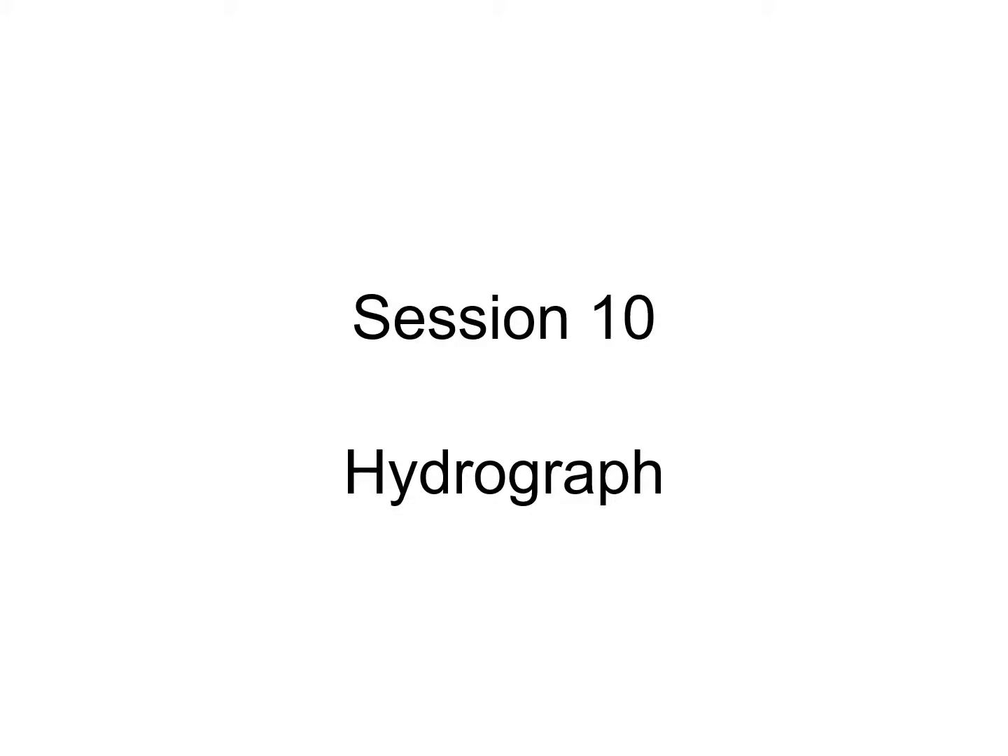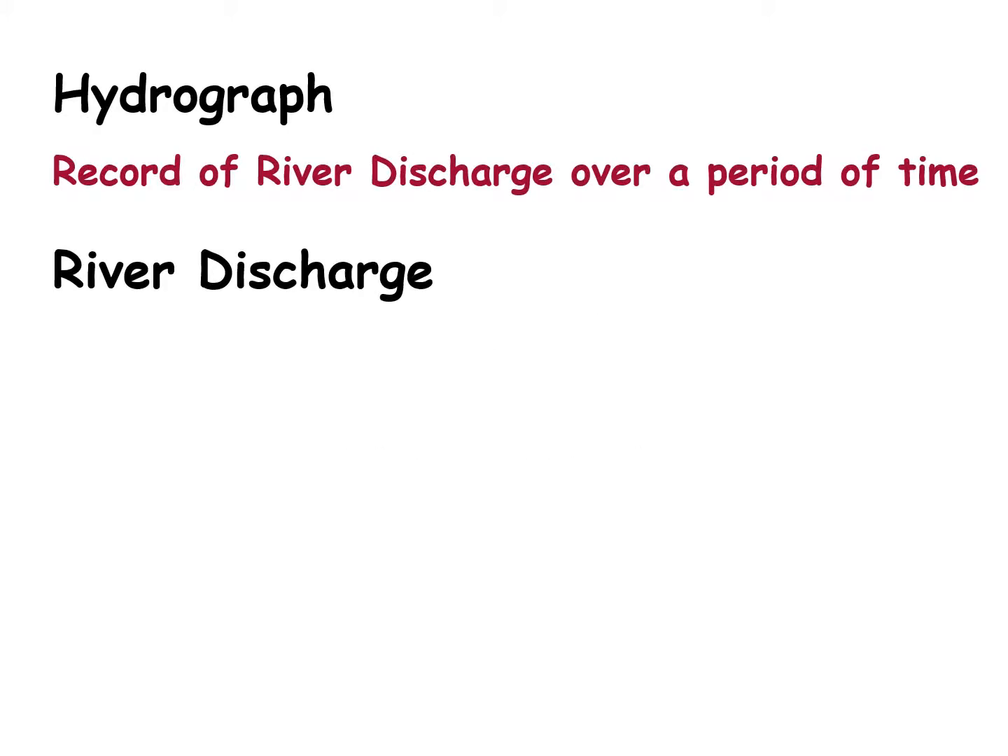Section 10, hydrograph. So what is a hydrograph? A hydrograph is a record of river discharge over a period of time.